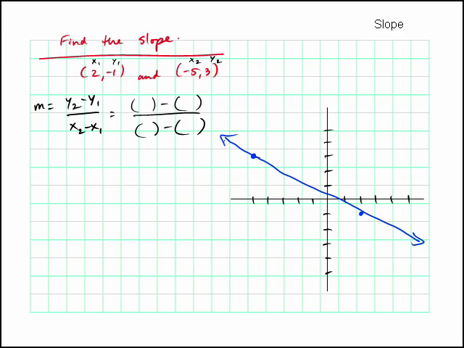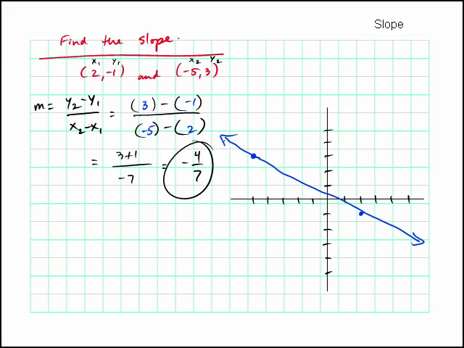I'm now going to plug in the numbers in the correct place here. Let's see, y2 is our 3, and y1 is negative 1, and x2 is negative 5, and x1 is 2. Okay. 3 minus a negative 1 is actually 3 plus 1, which is a 4, and negative 5 minus 2 is a negative 7. And so working this out, our slope is negative 4/7.